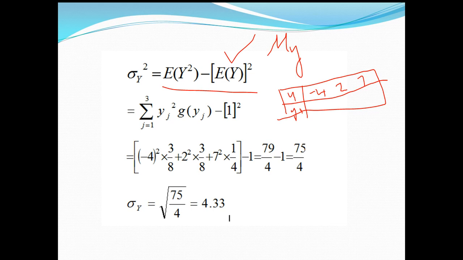To find E of y square, we square this: minus 4 square into the first value g of y1, plus 2 square into g of y2, plus 7 square into g of y3, that is minus 4 square into 3 by 8, plus 2 square into 3 by 8, plus 7 square into 1 by 4. On simplification we get 79 by 4, minus 1, the expectation of y, which we already got as 1. So that is equal to 75 by 4. Therefore the standard deviation for the y distribution is the square root of 75 by 4, that is nothing but 4.33.